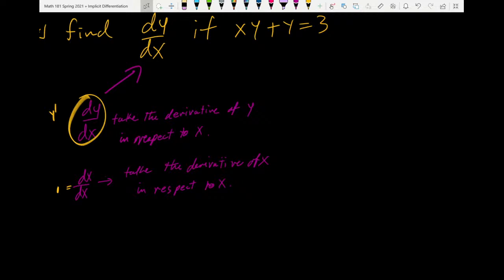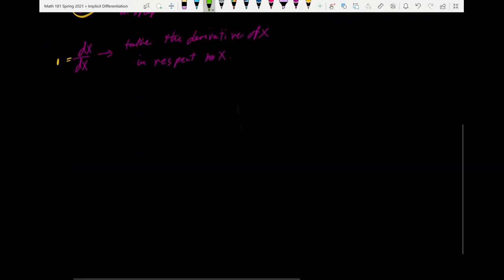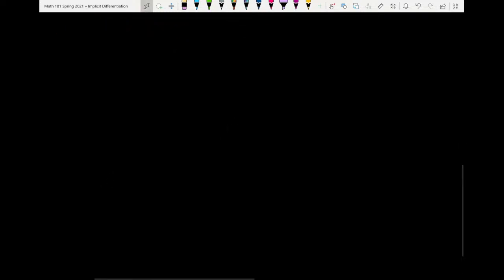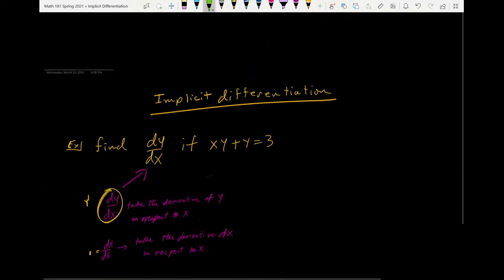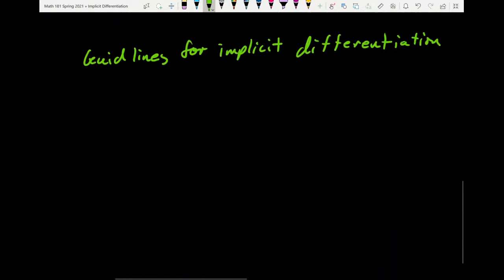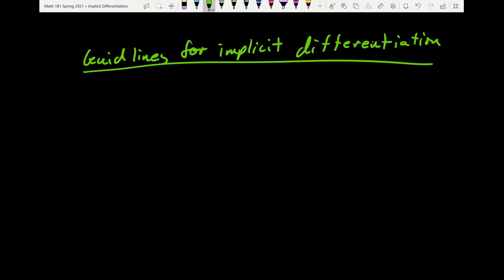So let me give you the guideline. Guidelines for implicit differentiation. Did I misspell it? No, I got it right. All right. So what's the guideline?